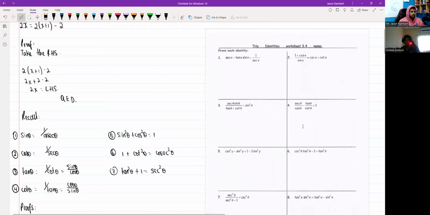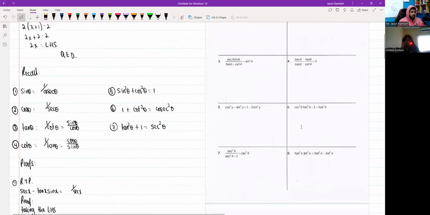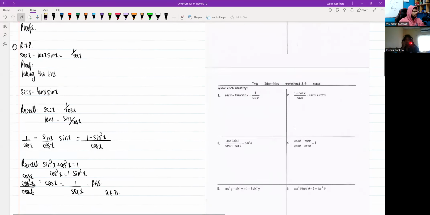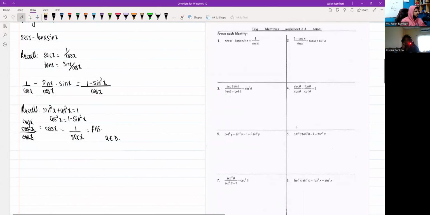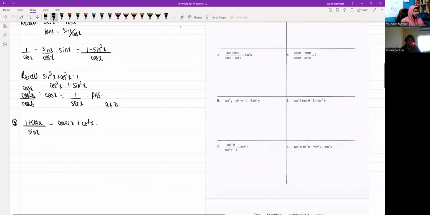Are these the same? 1 over 1 plus cos over sine, cosec x, cot x. Okay, so it's the same thing here, right? All right, so let me do the second one. Number 2. 1 plus cosine x all over sine x is equal to cosec x plus cot x. All right. Required to prove. Always start your proof with required to prove.